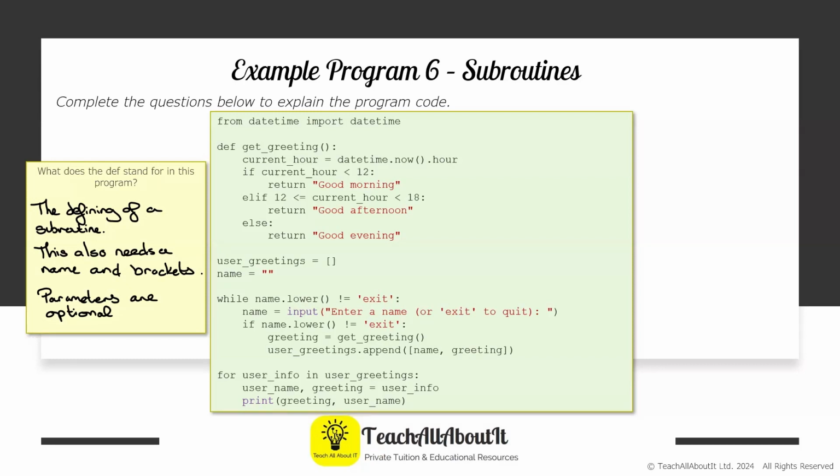So we've got some more keywords at this point. Current hour is a local variable. That means it only exists inside our get greeting function. Remember we said we had our box that we can't see inside. Current hour lives inside that box, and none of the other code that exists around it is able to see the current hour variable. So that's what makes it local.